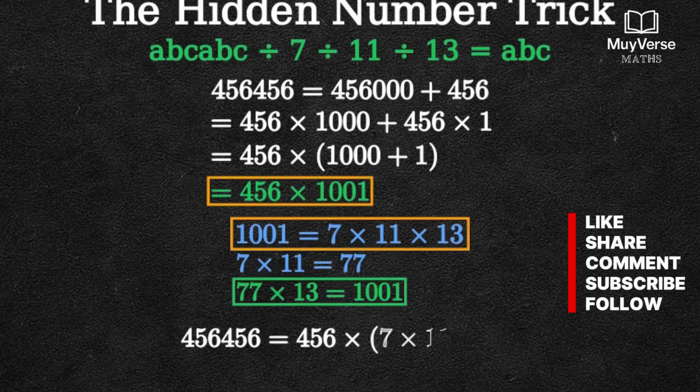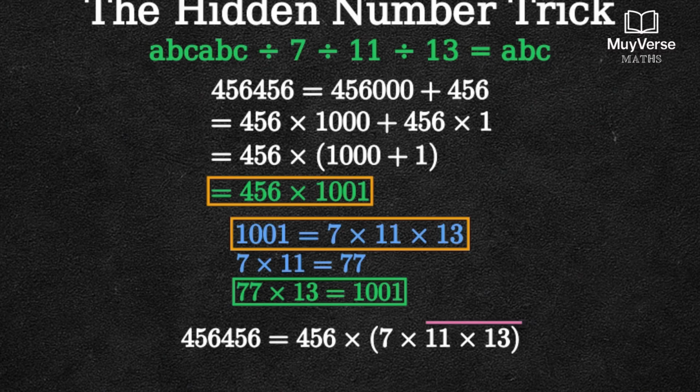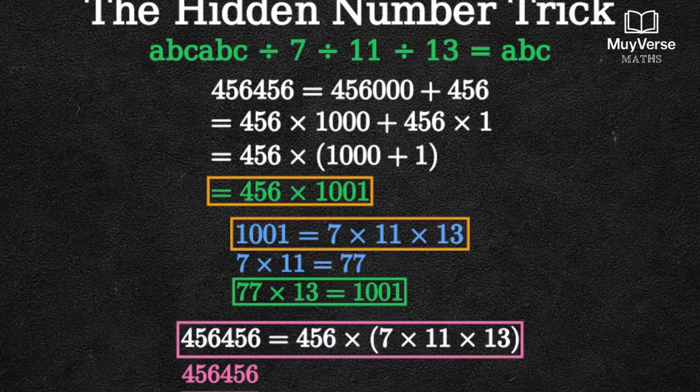Step 3. Divide step by step. We begin with 456456 equals 456 times 7 times 11 times 13. First divide by 7. Now divide by 11. Finally divide by 13. We arrive at 456, the original 3-digit block.